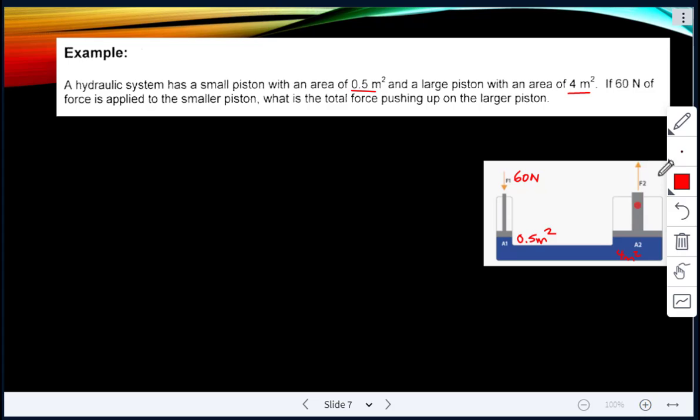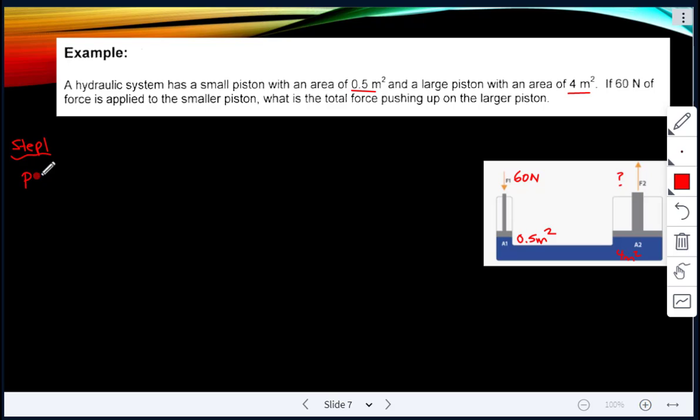What is the total force pushing up the larger piston? That's what we don't know. We don't know F2. All right, so when we're working on these equations, we're going to do this in 2 steps. The first step is to calculate pressure.